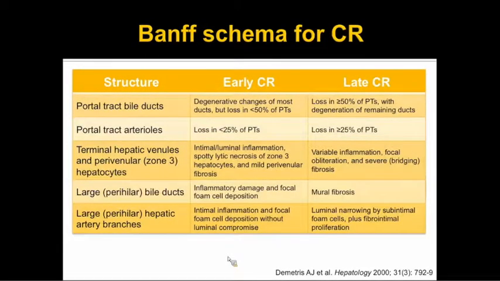For chronic rejection, there's also guidance for how it should be described, and that is focused on differentiating between early chronic rejection and late chronic rejection. As I mentioned before, in early chronic rejection you do see degenerative changes of the bile ducts, but there's loss in less than 50% of the portal tracts. In contrast, in late chronic rejection, you see loss of bile ducts in more than half of the bile ducts, and you see degeneration of the other ducts as well.